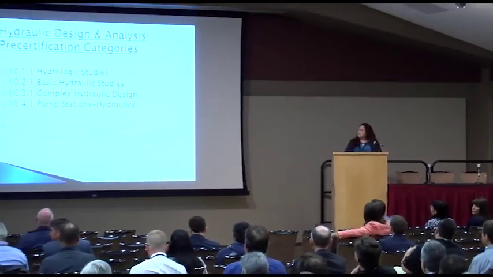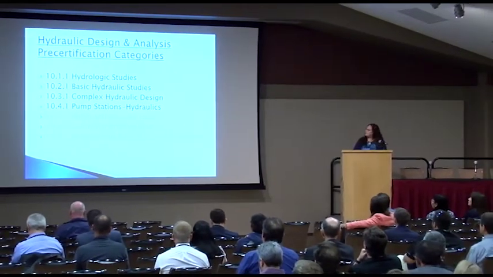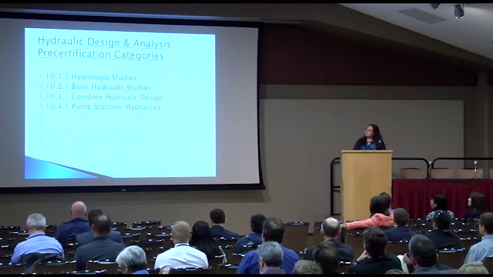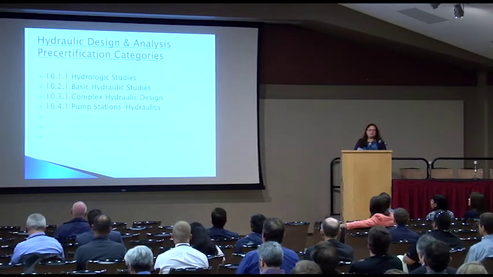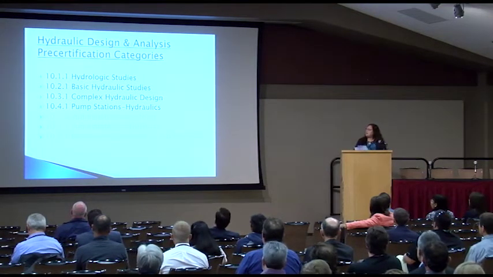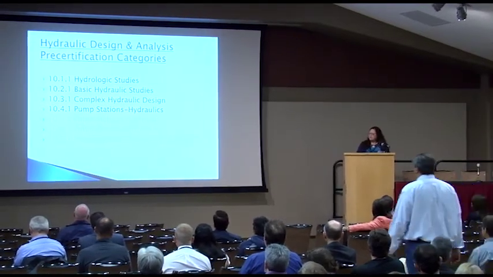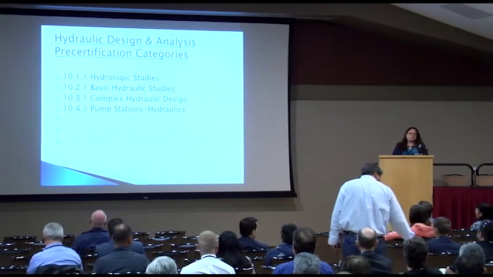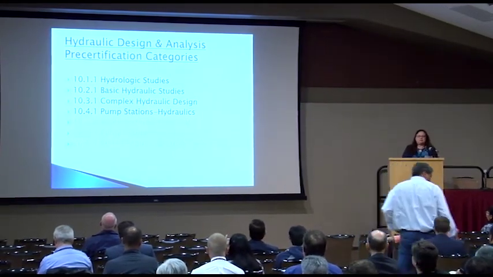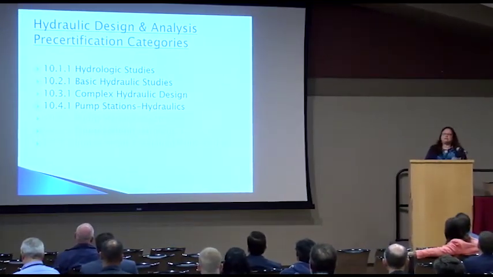So we have 10 categories, which are hydraulics categories, and our group only reviews the first four. We used to do 10.5, which is scour, but now Bridge Division does that, the geotech section.